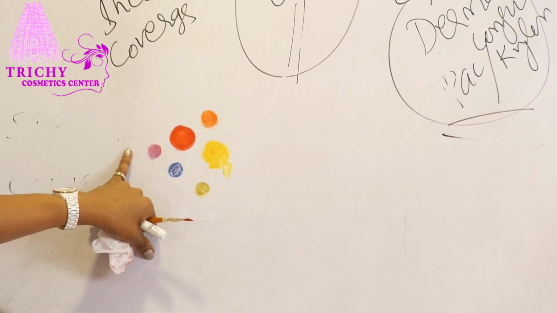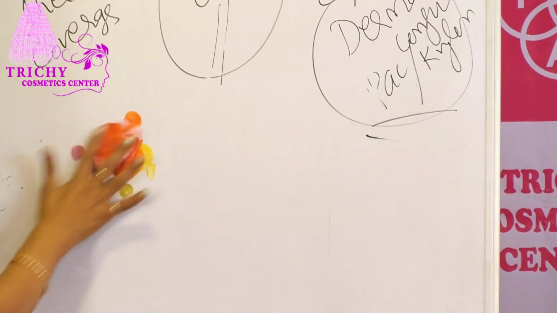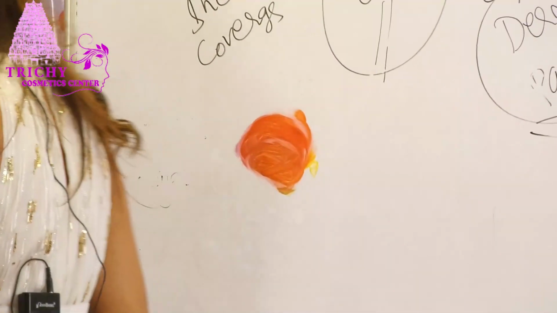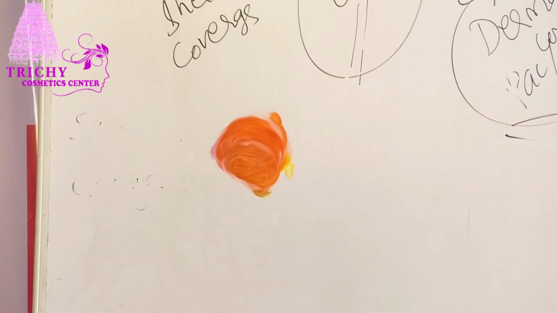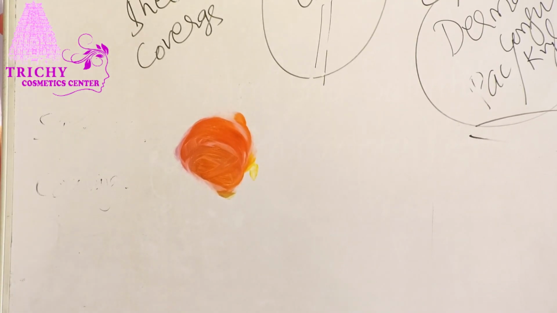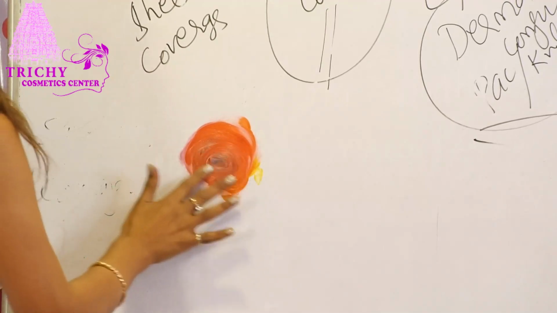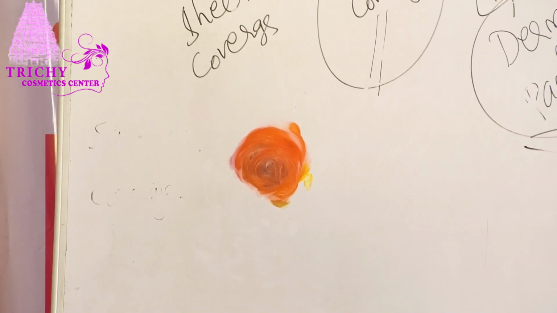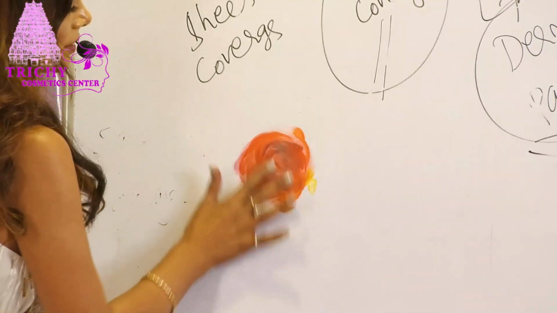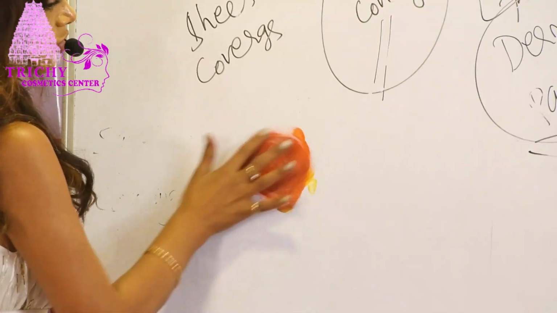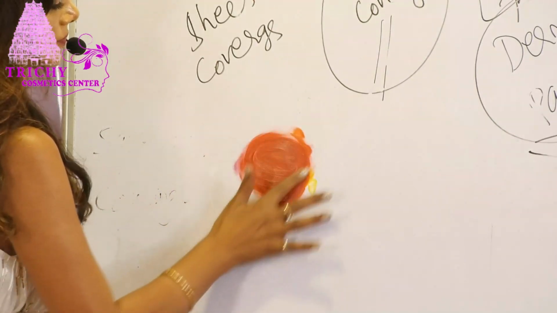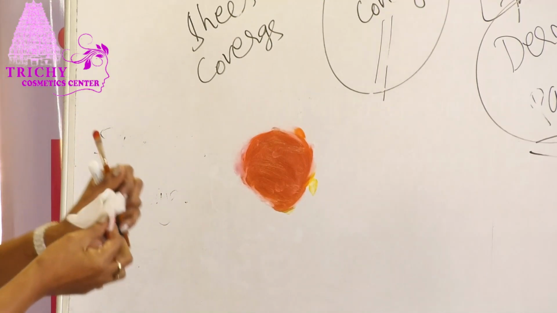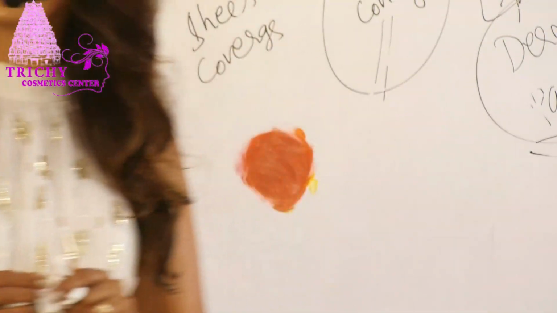But to make a foundation, what company do? Company mix all these colors together. Adding blue color. I've taken a less blue. Okay. So this is called as a mother brown color.